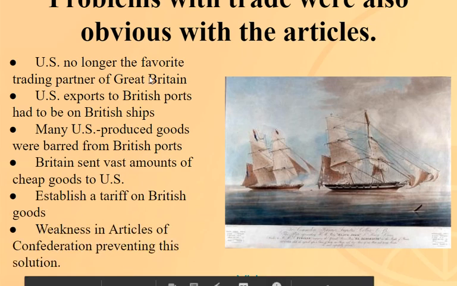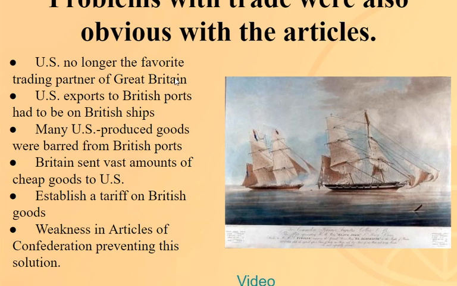Obviously Great Britain, who we had sent a lot of our exports to, was ticked at us because we just won a war against them. U.S. exports to British ports had to be on British ships, which was a problem. The U.S. produced goods, but they were barred from British ports, so we had no way to sell our goods overseas. So we were losing income that way.